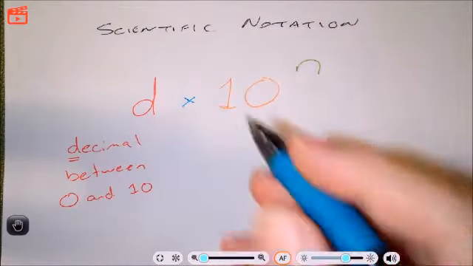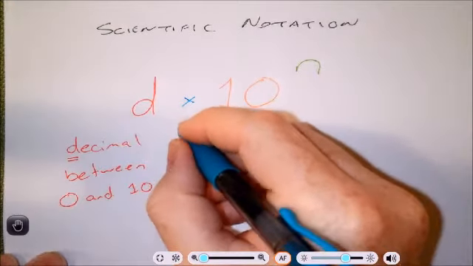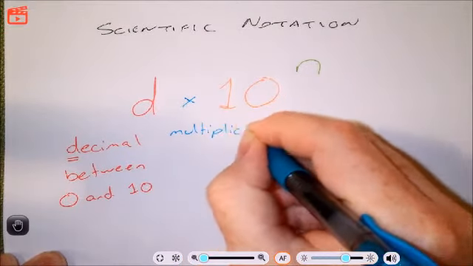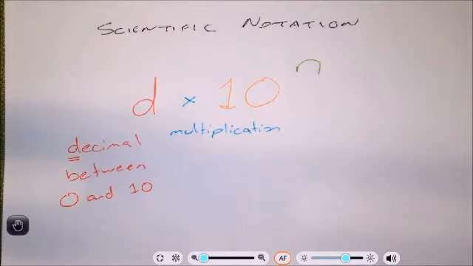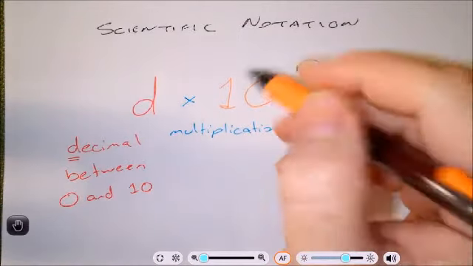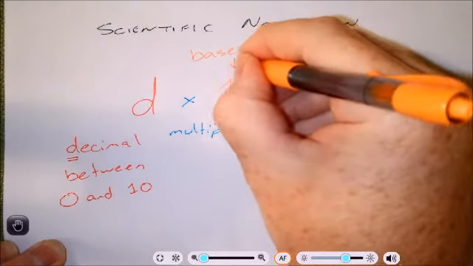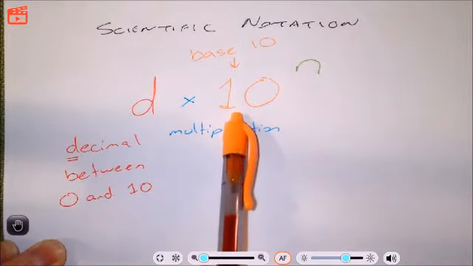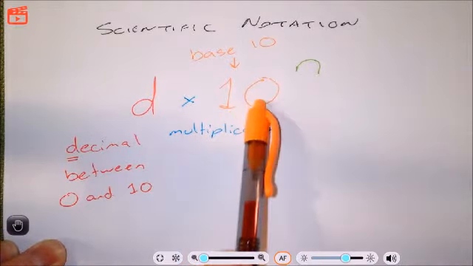Also, the next part of scientific notation is the multiplication symbol. It has to have multiplication. Scientific notation is multiplying. It is not dividing, it's not adding, it is not subtracting. It is multiplication. The 10 has to be there. It has to be a 10. The base is 10 because that is what place value we use on Earth. Our place values are based on 10. So scientific notation uses 10.